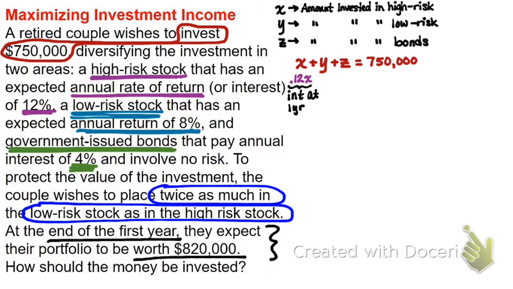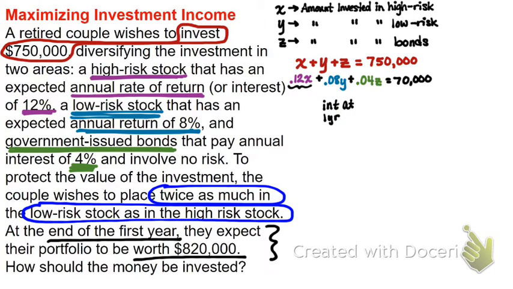Can I take this idea and apply it to the other types of accounts? Okay, so what would that look like then? Plus 0.08y plus 0.04z. Wouldn't that be 70,000? Why would it be 70,000? You're absolutely correct. Because that's how much they want their money to go up.